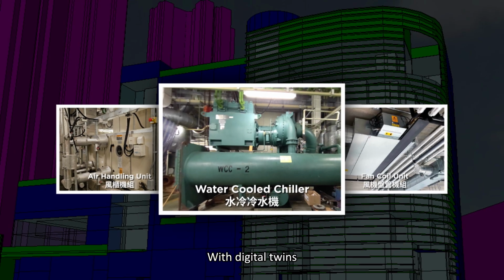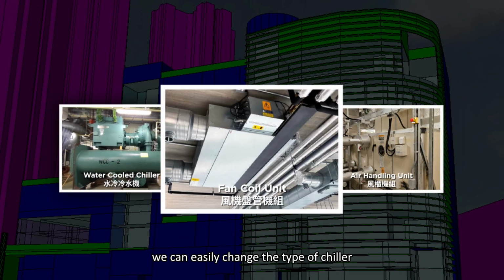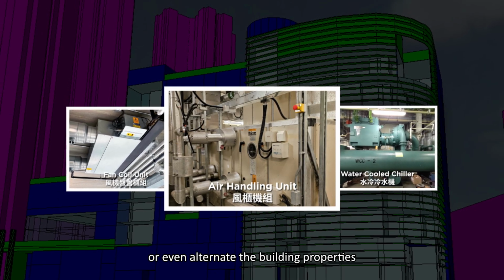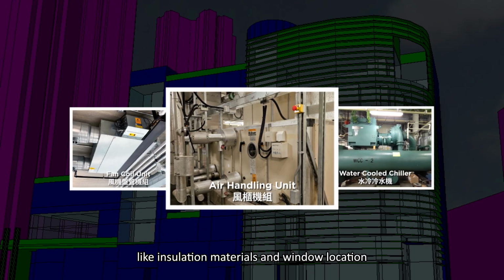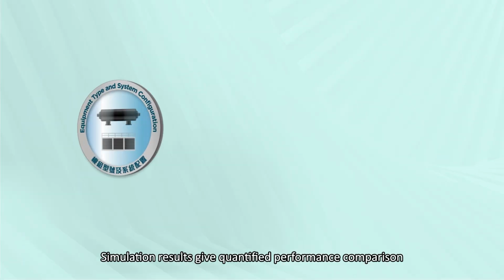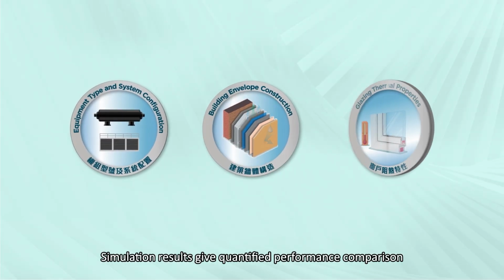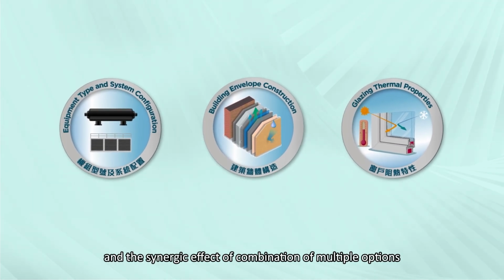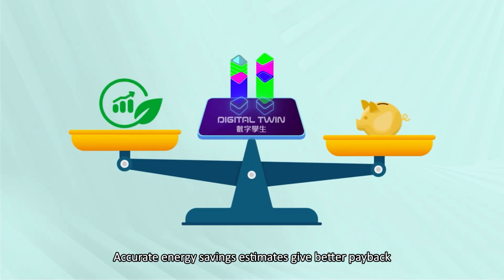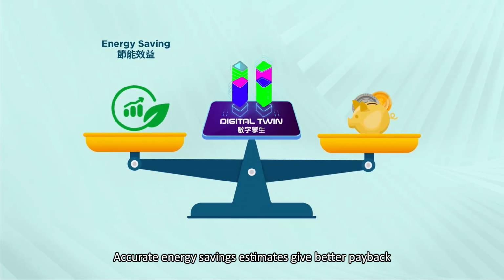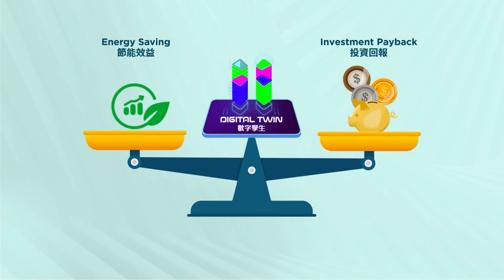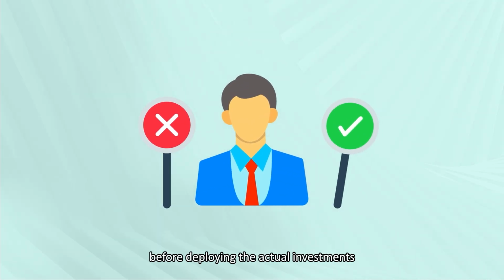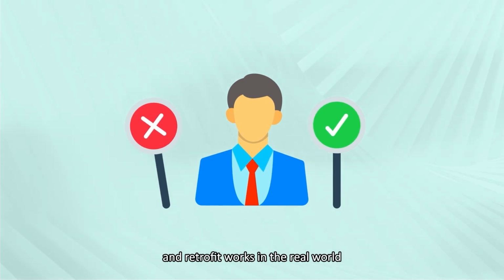With digital twins, we can easily change the type of chiller, the air distribution zoning, downsize or upsize an equipment, or even alter the building properties like insulation materials and window location. Simulation results give quantified performance comparison among each retrofit option and the synergistic effect of a combination of multiple options. Accurate energy savings estimates give better payback and cost effectiveness analysis. This allows building owners to make informed decisions before deploying the actual investments and retrofit works in the real world.